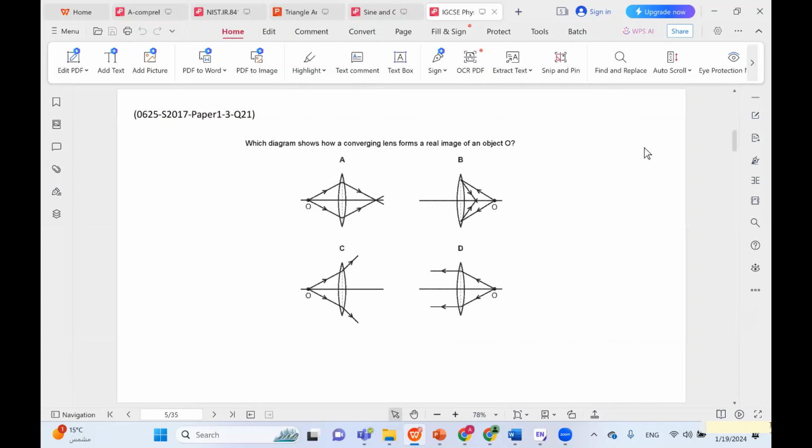Which diagram shows how a converging lens forms a real image of an object O? Again, we're looking at converging rays that meet at a point. So the correct choice here would be choice A.